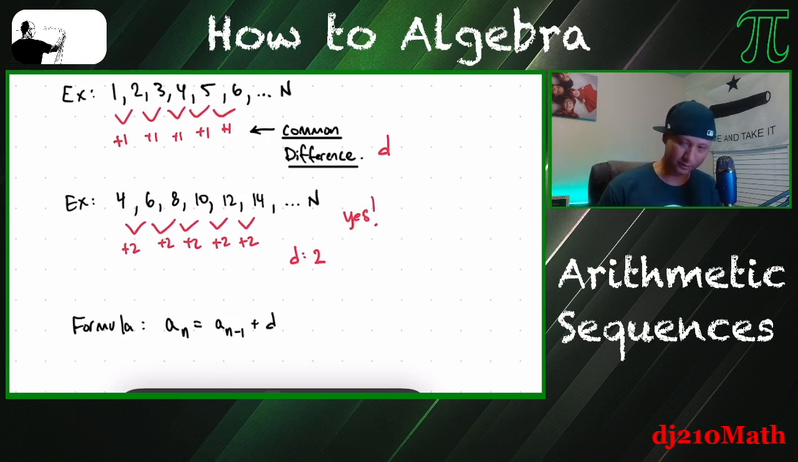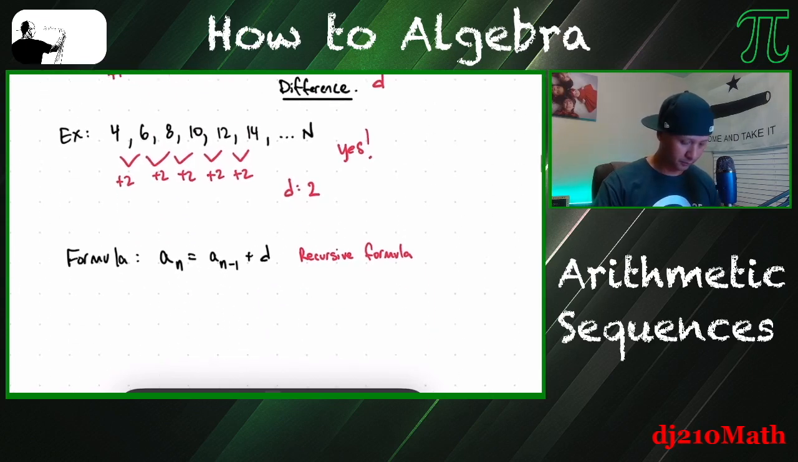Kind of seems kind of trivial, right? All right, so we call this a recursive formula, because it takes a number and adds the common difference to it, and you get a new number. And then to get to the next number, you just add the common difference again.